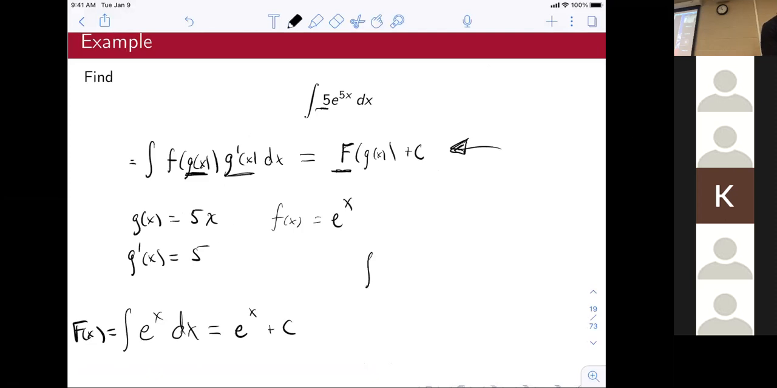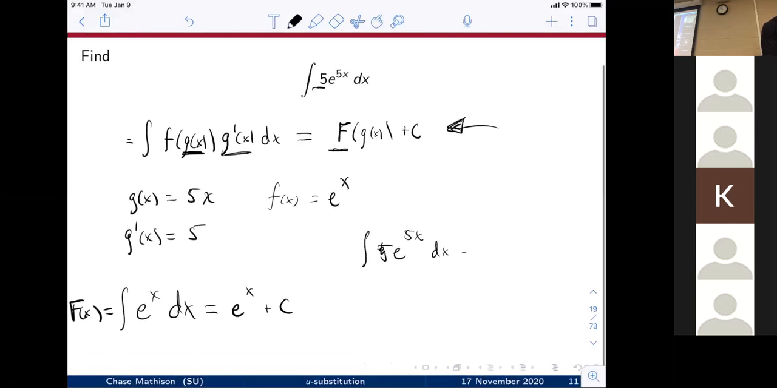well, the integral of 5e to the 5x dx is equal to, well, again, we found out g of x has to be 5x, because that means g prime is this 5 left over. So we get the antiderivative of e to the x is e to the x plus c. So I'm going to get e to the 5x. That's this part. And then plus some constant. Okay.